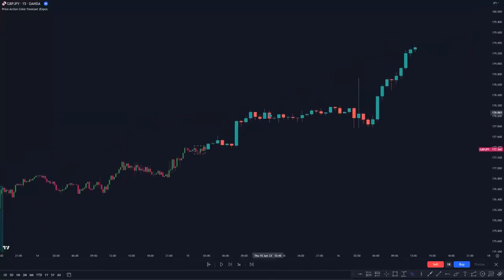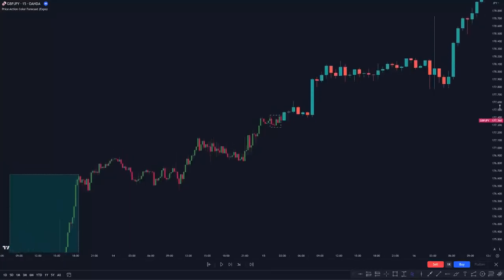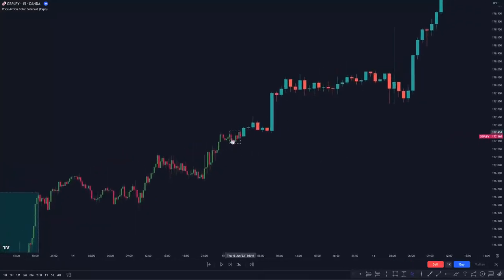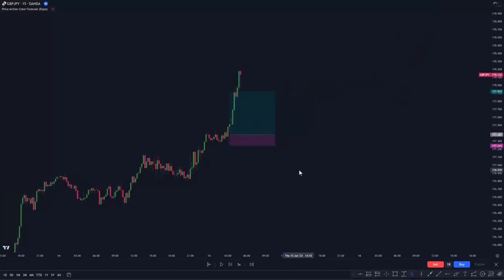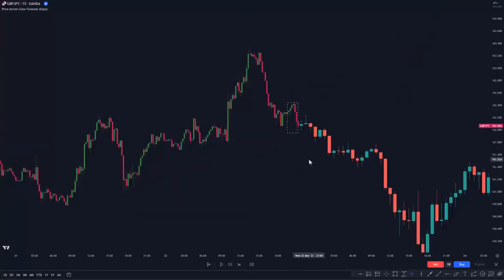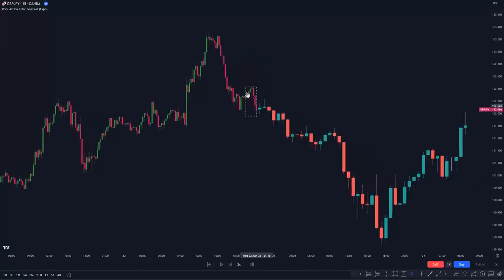The way we're going to use this indicator to trade is really simple. Whenever it identifies a price action color event and predicts that the price will move upwards, we buy. Conversely, whenever it identifies a price action pattern and then predicts that the price will move downwards, we're gonna sell.